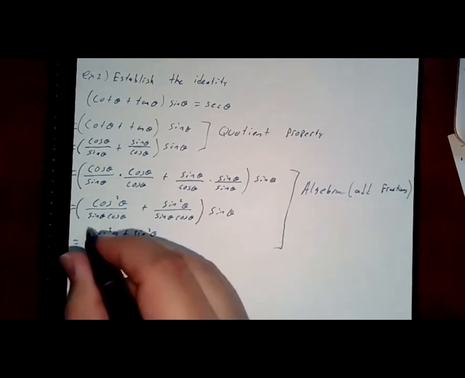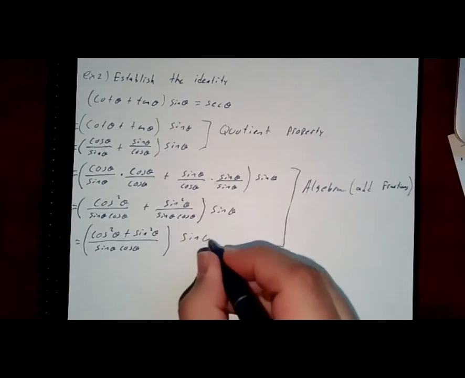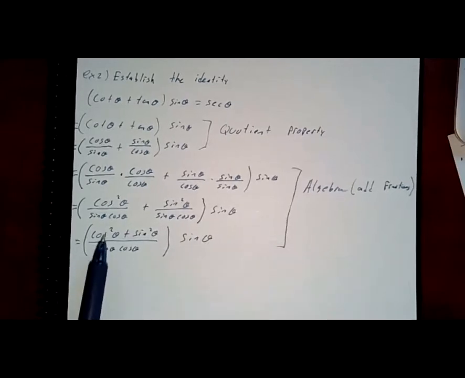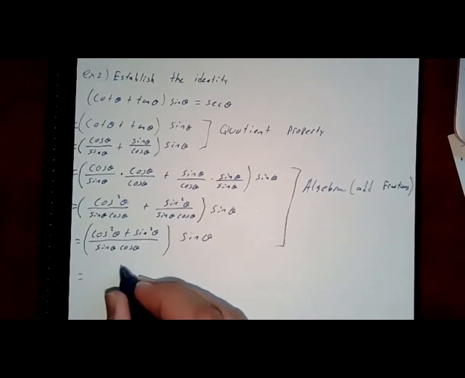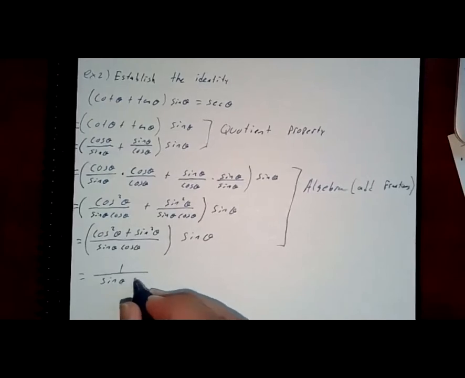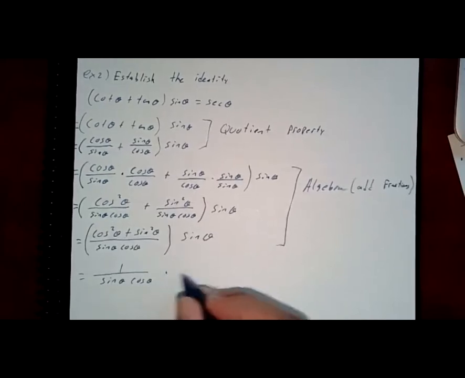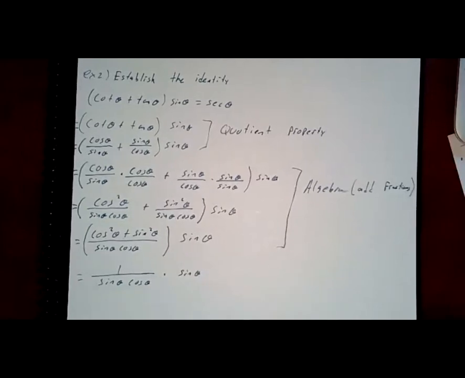So now that I've added the fractions, now I can forget my sine is still here. Cosine squared plus sine squared, that's equal to 1, right? That's the Pythagorean identity, the original. Looking at your formula sheet, sine squared plus cosine squared is equal to 1. So that's where this came from.